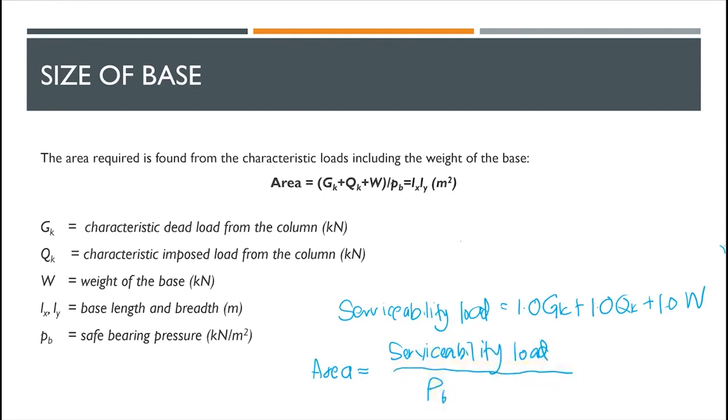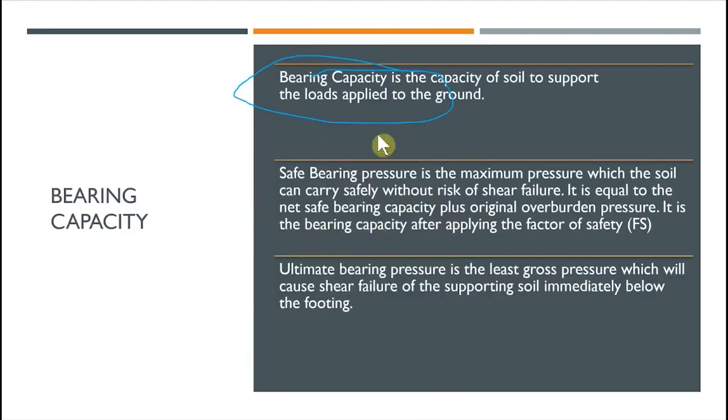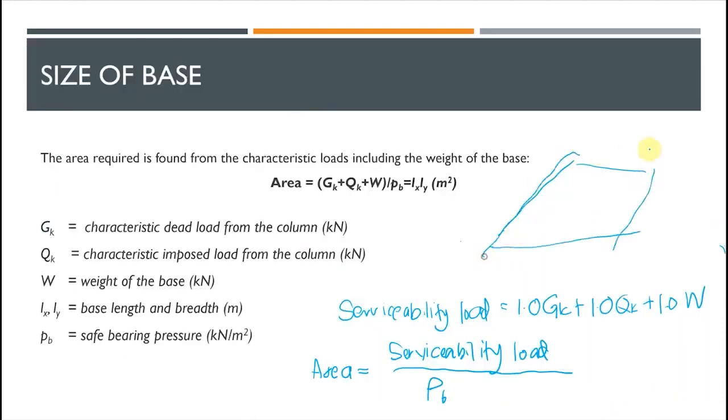Okay, what is PB? PB is the safe bearing pressure. So this is the bearing pressure that is safe, the one that already has the factor of safety applied. But normally the value is given in the question, so you do not need to bother calculating the factor of safety. We can just use the value of PB, which is the safe bearing pressure. So this is the area of your foundation.